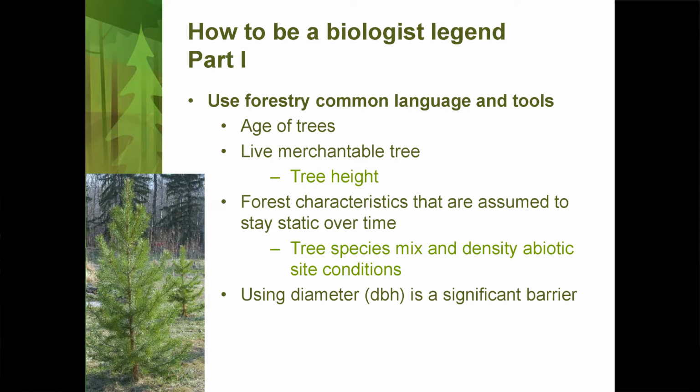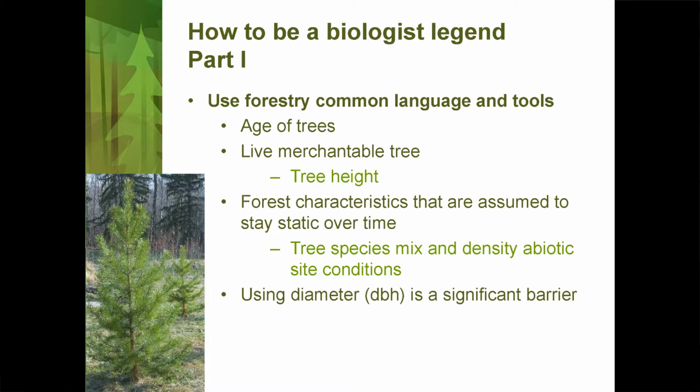So here are my pointers. There's the forester in the room, there's like 3 of us in the room I recognize. You need to use a common language and common set of tools. One of the big things we learned at the start of this process is that some models relate birds to the DBH of trees within the stand. We don't have a way of assessing DBH on a large inventory scale. It is a significant barrier to being able to use that kind of information.